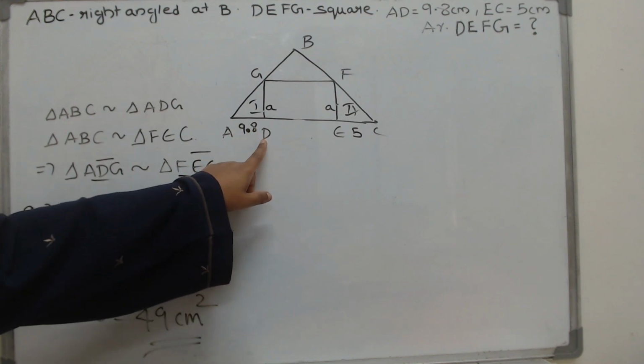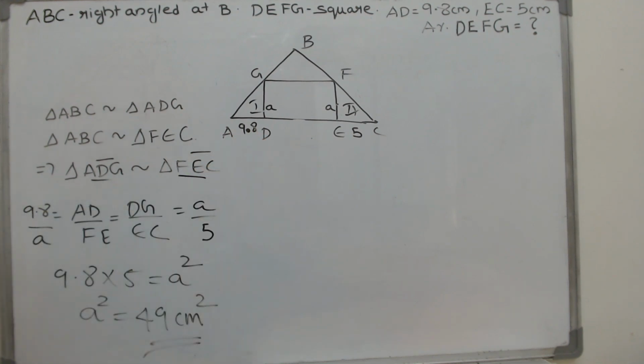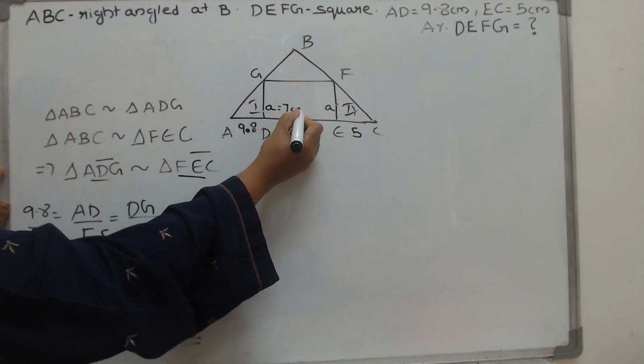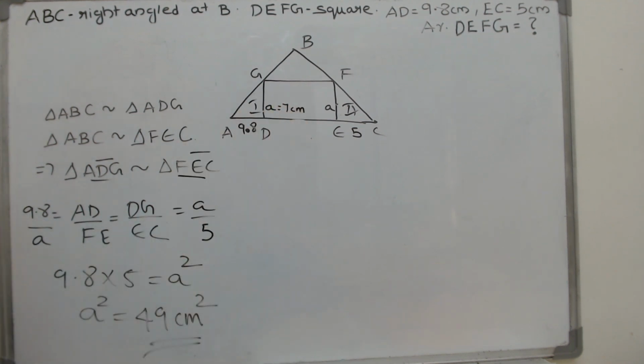So the square that you see here, DEFG, each of its sides is of measure 7 centimeters and its total area is of measure 49 centimeters square.